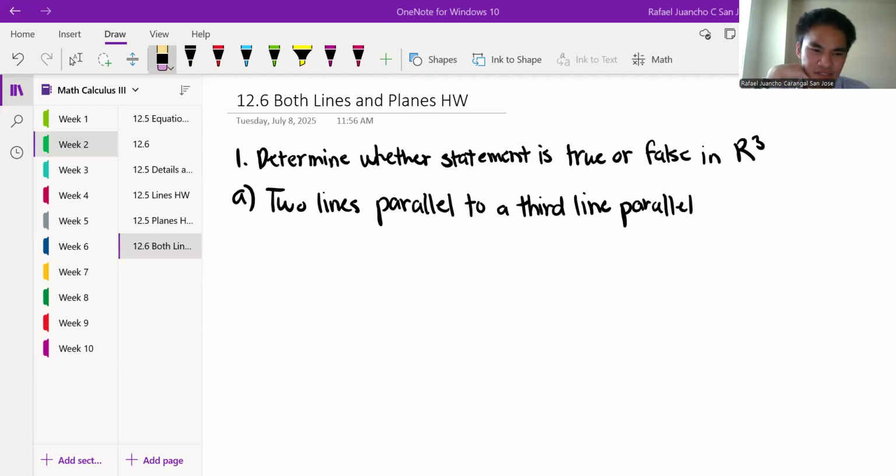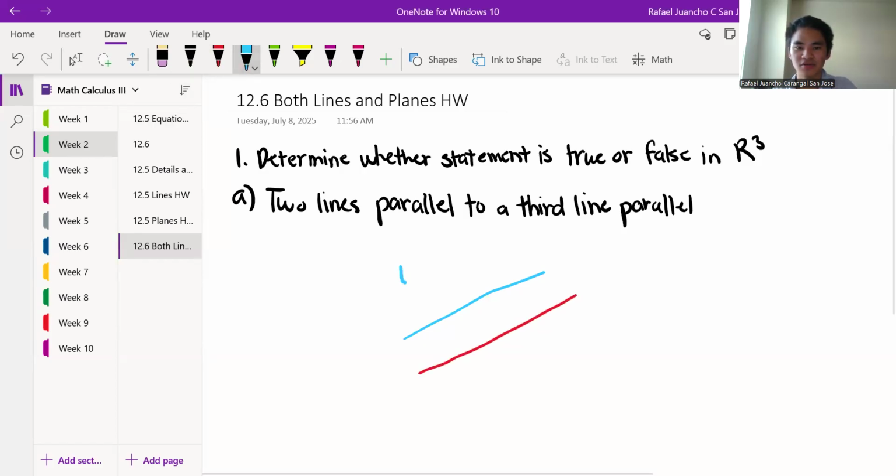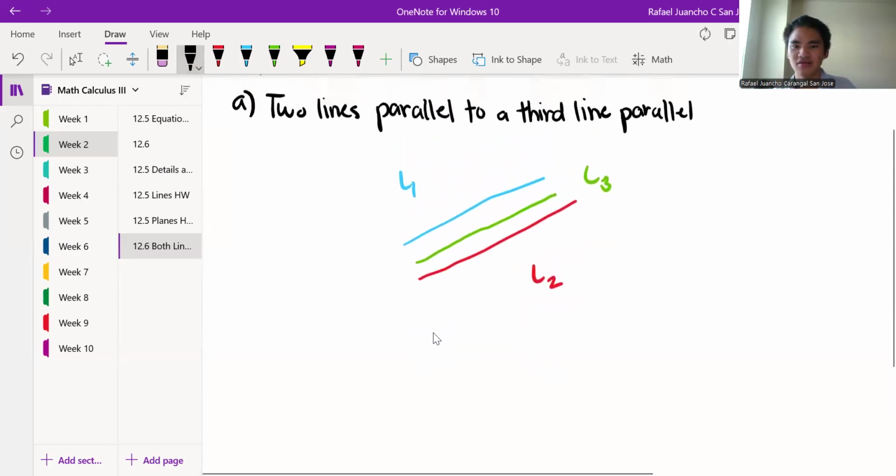Huh. So this is really complicated, in my opinion. All it's saying, to explain this scenario, is we have two lines parallel. Let's say this is L1, this is L2, and then we have a third line that's also parallel. This is L3. And what this is asking, if it's true or not, it's true.